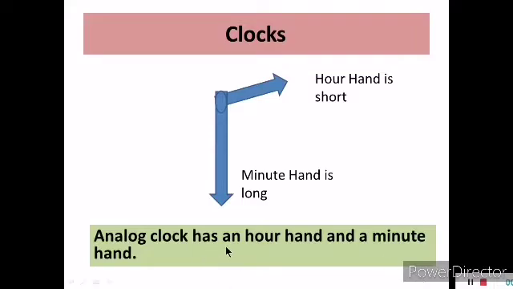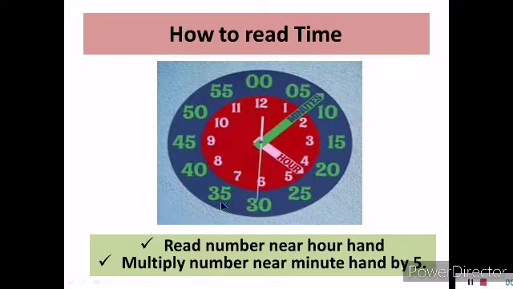So the analog clock has two hands, right? One is the short hand or the hour hand. The other one is the long hand or the minute hand. The short hand tells what hour it is and the long hand tells the minutes which have gone in that hour. Suppose we are telling 2:30. Time is 2:30 means 2 is the hour hand and 30 is the minute hand. Okay, now see how to read the time.